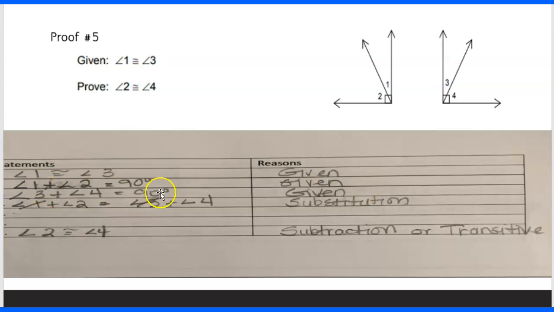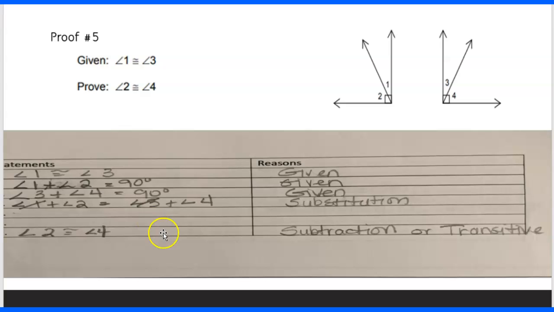Now what I'm going to do is take this 90 and get rid of it. And I'm going to do the measure of angle 1 plus the measure of angle 2 equals the measure of angle 3 plus the measure of angle 4. I had 90s right here. So now I'm substituting these in for the 90s. 90 equals 90, so these should be equal to each other.